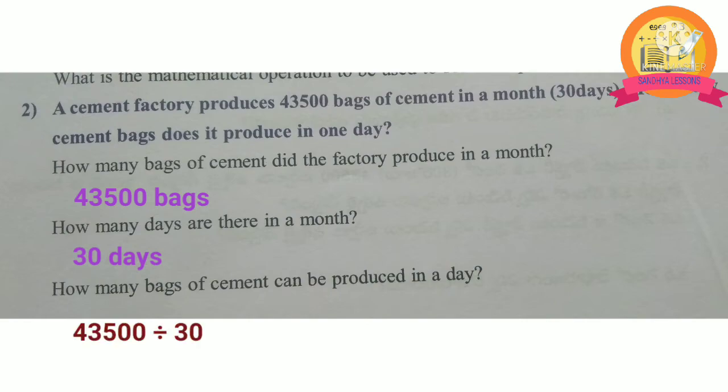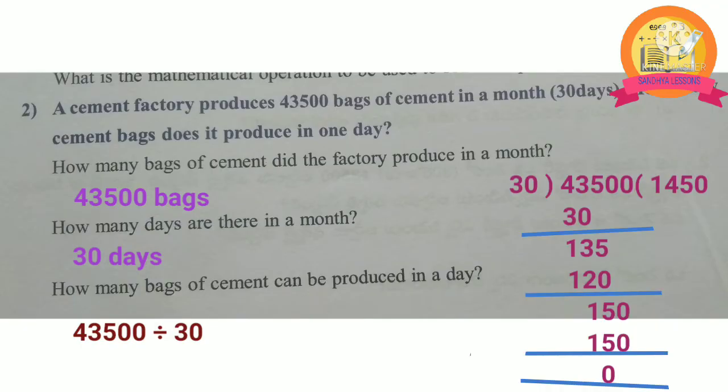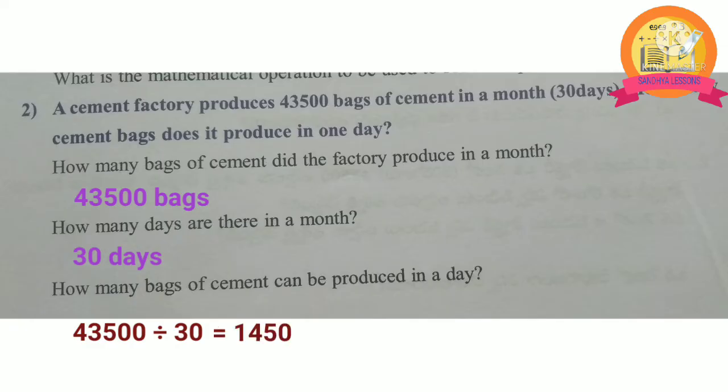How many bags of cement can be produced in a day? To get the answer, we shall divide 43,500 with 30. After dividing, we get how many bags are produced by the factory in a day. After dividing 43,500 with 30, we get 1,450. Therefore, 1,450 bags of cement can be produced in a day by the factory.